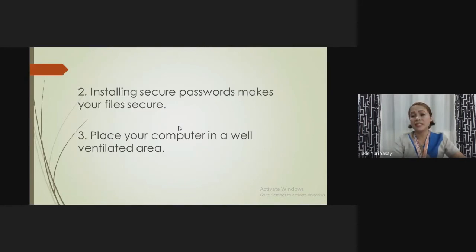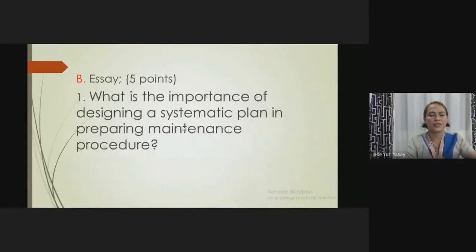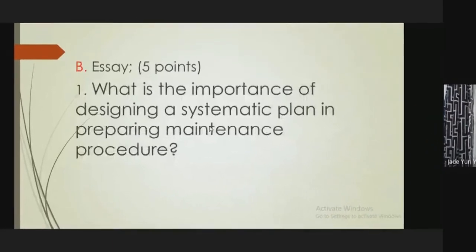Number 2, installing secure passwords makes your files secure. Number 3, place your computer in a well-ventilated area. Number 4, schedule the use of computer for its longer life. And number 5, to avoid damage to the computer unit, always turn off and unplug it when transferring the computer to another location. For test B, it is essay, and this is equivalent to 5 points.